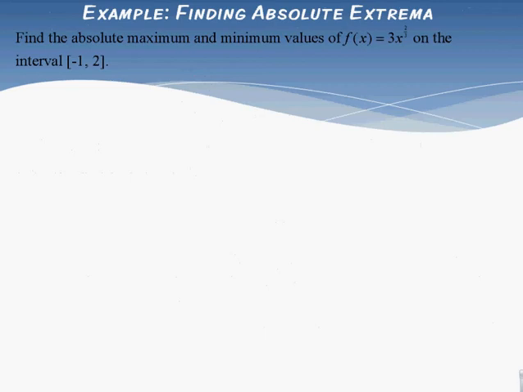This first example here says, let's find the absolute extrema. We're going to find the absolute max and the absolute min of this function, f of x equals 3x to the 2/3 on the closed interval, if you can tell here, these are brackets, from -1 to 2.